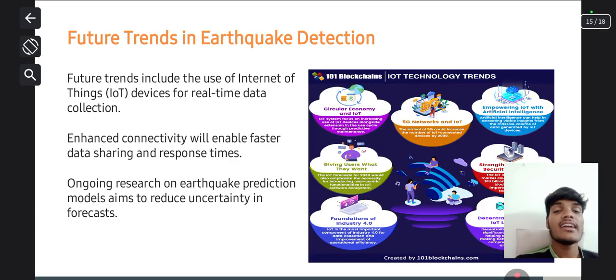Future trends in earthquake detection. There are some future trends in earthquake detection. Future trends include the use of IoT, the Internet of Things, devices for real-time data collection, and enhanced connectivity to enable faster data sharing and response times. Ongoing research on earthquake prediction models aims to reduce uncertainty in forecasts.